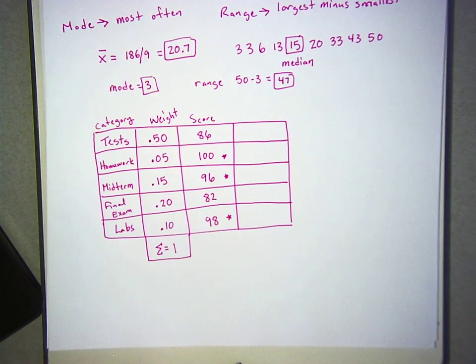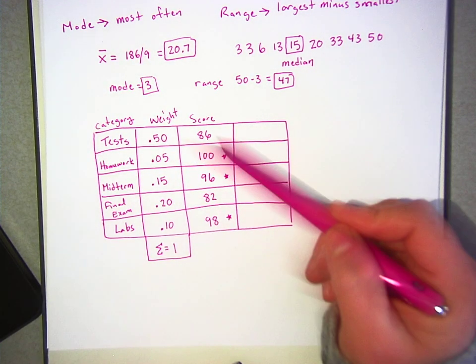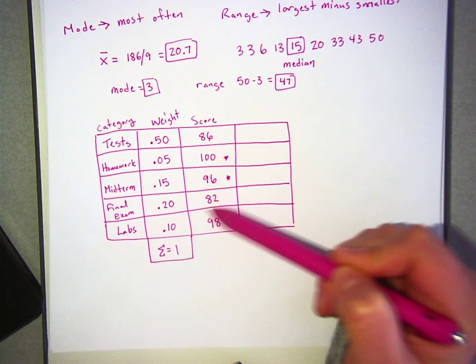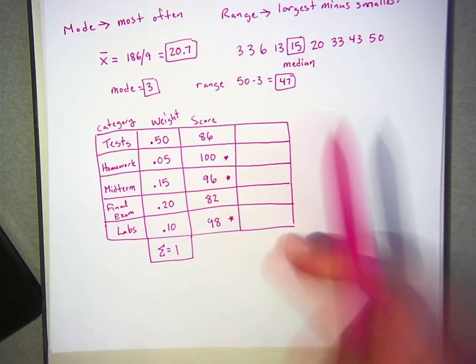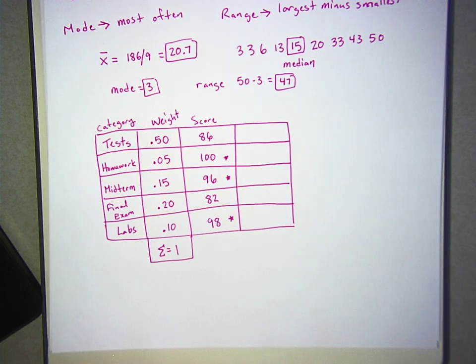Why not? Because they're not weighted as heavy. These tests are half of their grade, and this final exam is 20% of their grade. So what grade would you expect this person's probably going to get? Like a B, B plus? Maybe A minus. 88, A minus, B plus, B. Okay, so if we get something in there, we're probably right.